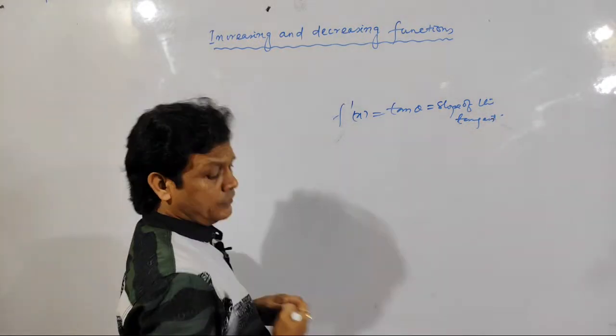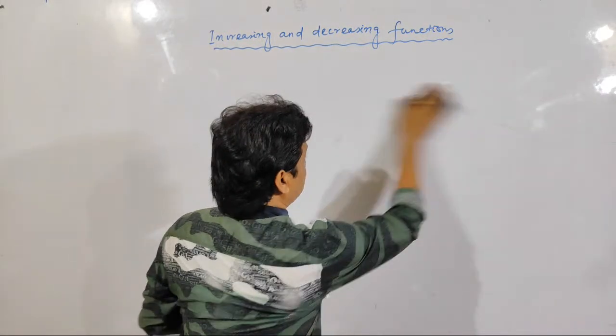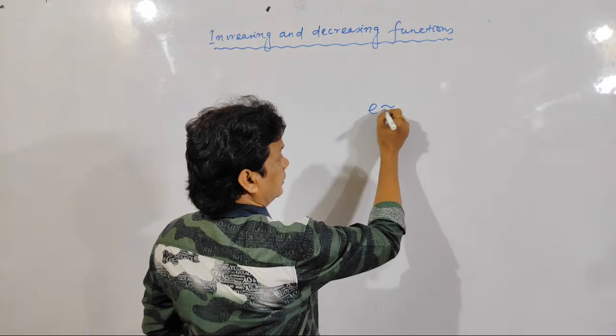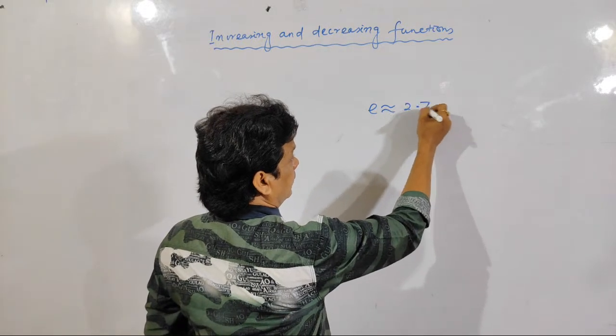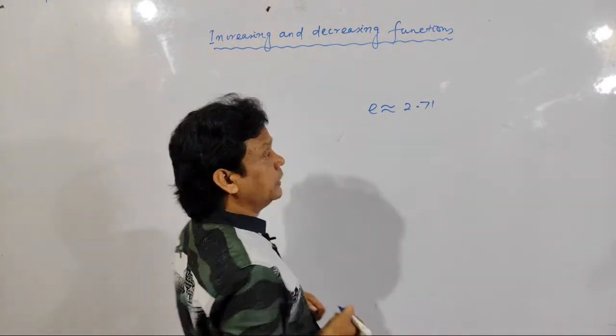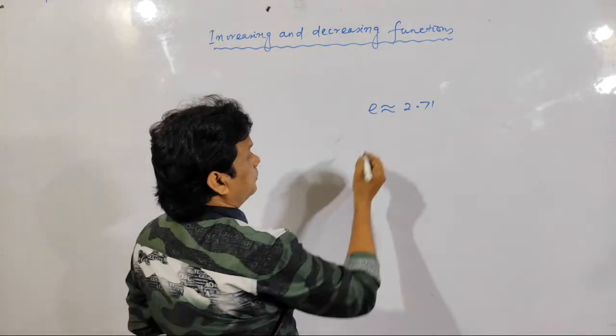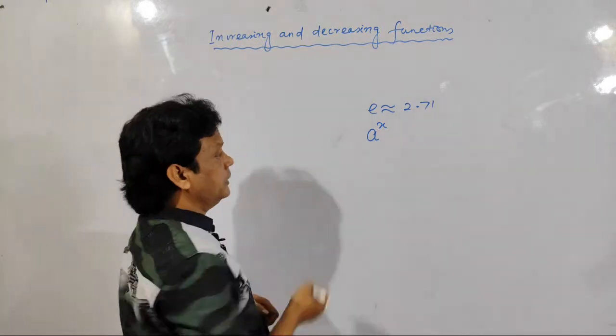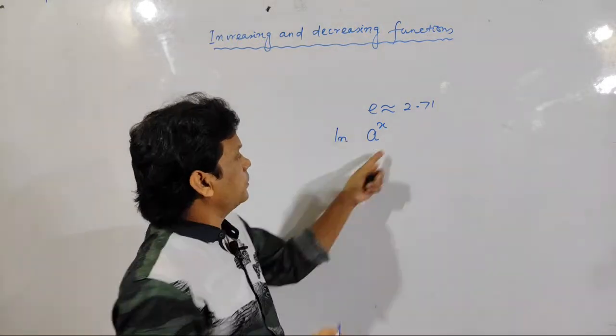And some important concepts first of all I am telling you. What is the value of e? Nearly about 2.71. Clear? And in case of an exponential function a to the power x, this is an exponential function.